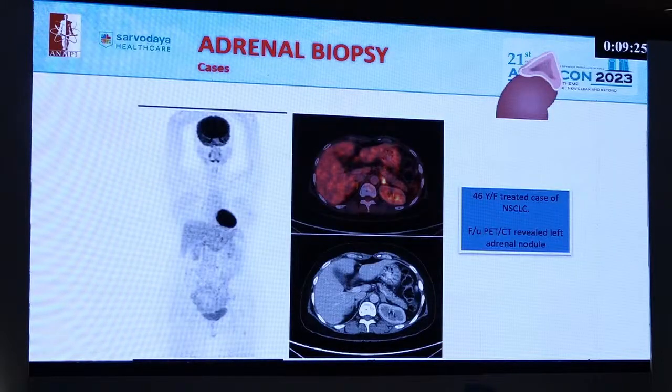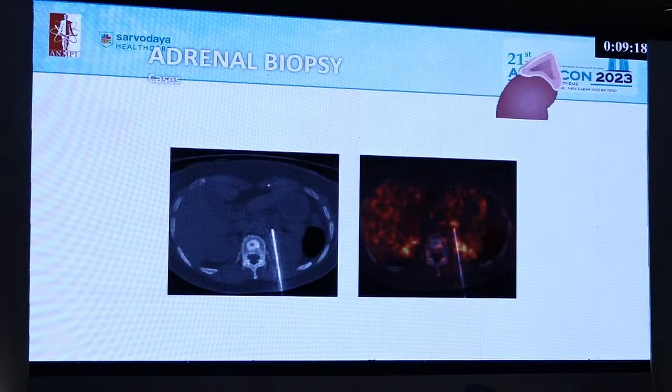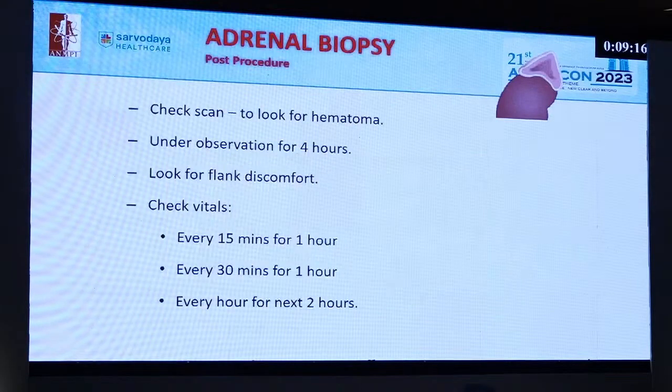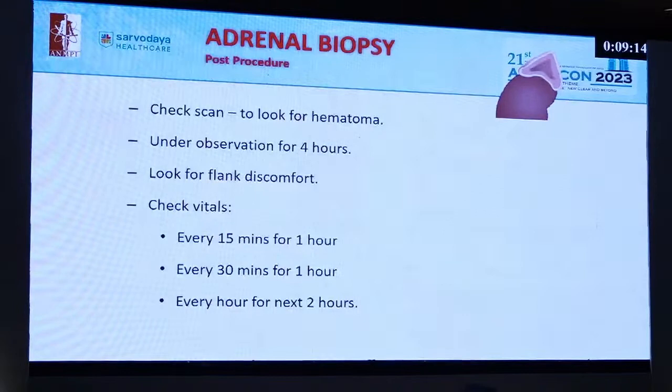So this is a 46-year-old female patient treated for non-small cell lung cancer. Follow-up PET CT revealed adrenal nodules, and we did a biopsy through the kidney, and that turned out to be metastatic carcinoma. So post-operative care is almost the same.